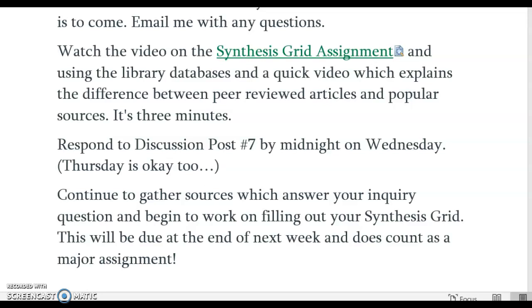And then what I want to do before we jump into talking about the synthesis grid assignment is circle back to inquiry questions. I had an opportunity to read through everyone's questions. I appreciated the memes. They were great.